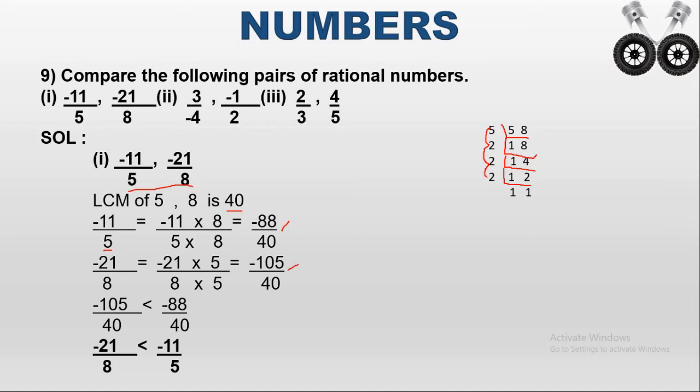Now you have to compare the two rational numbers minus 88 by 40 and minus 105 by 40. The negative sign with the smallest number is greater, and the negative sign with the greatest number is the smallest. So which one is the greatest? Minus 88 by 40 is greater than minus 105 by 40. Minus 105 by 40 is equivalent to minus 21 by 8, and instead of minus 88 by 40, I can write minus 11 by 5. Therefore, minus 21 by 8 is less than minus 11 by 5.